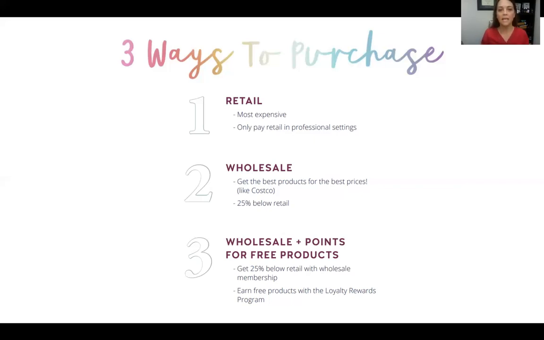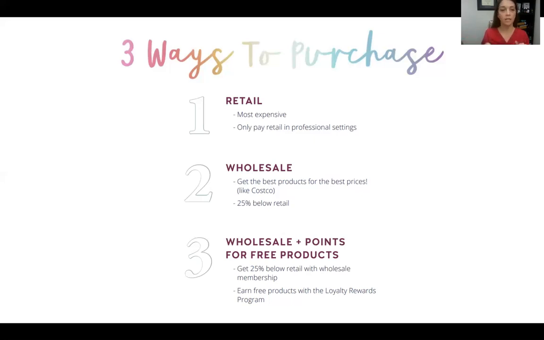The best way to get your doTERRA essential oils is wholesale. So think about it like BJ's or Costco. You will get 25% below the retail. So you're going to have wholesale for the entire year. And you can choose to order the essential oils whenever you'd like. But the best way, and the way I get my essential oils, is I am on a program called Loyalty Rewards Program. And it's where I choose what products I want every month.